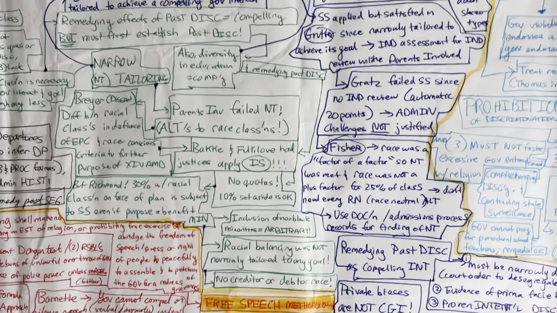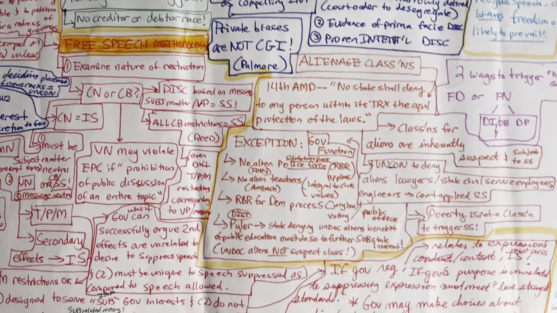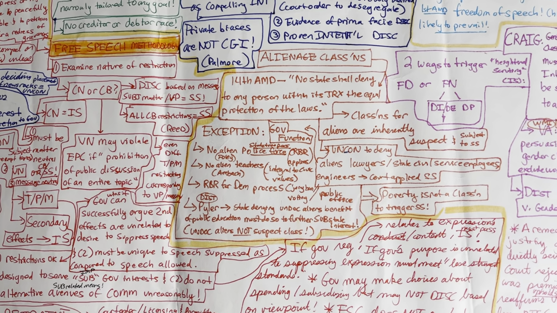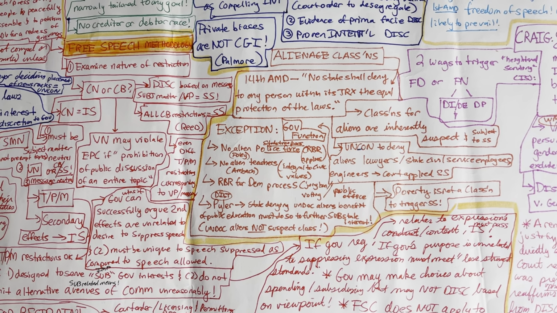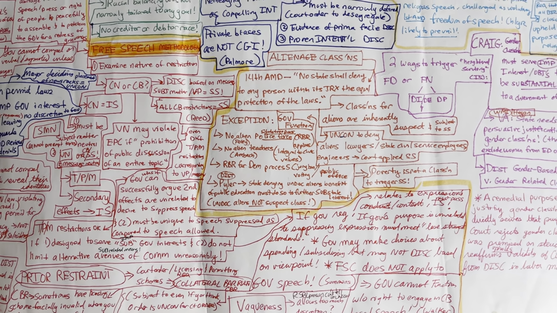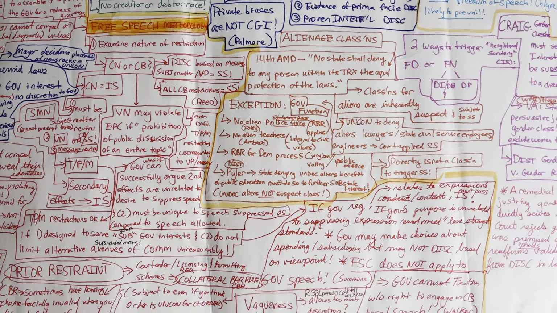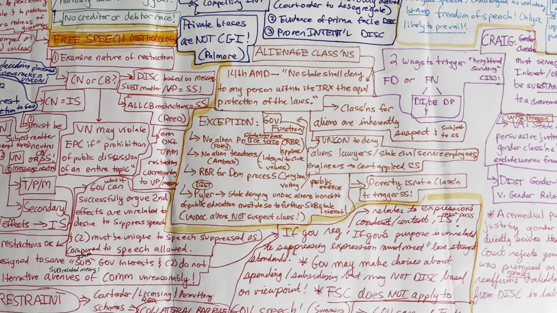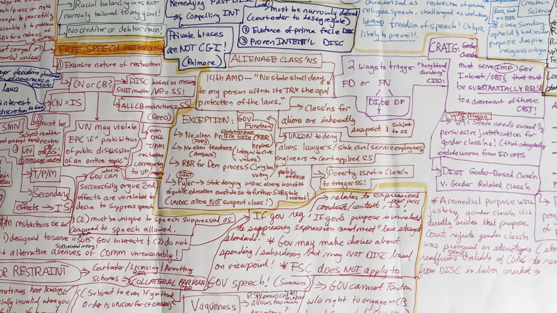We want real equality. And so alienage classifications, remember that the 14th Amendment states that no state shall deny to any person within its jurisdiction the equal protection of the laws. And that's where we get the Equal Protection Clause, also how it overlaps with the 14th Amendment and how it applies to state actors there.